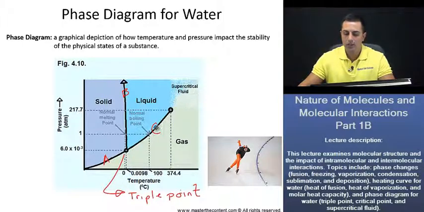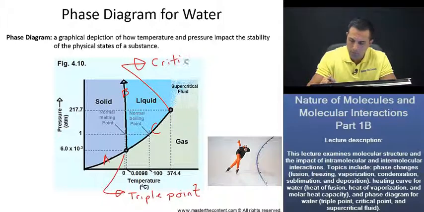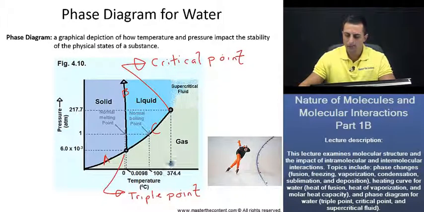Now, if we keep going up our line, we reach this point here. That's known as the critical point. The temperature at the critical point is the critical temperature, and the pressure is the critical pressure. Furthermore, at the critical temperature, no amount of pressure is going to be able to liquefy that gas.